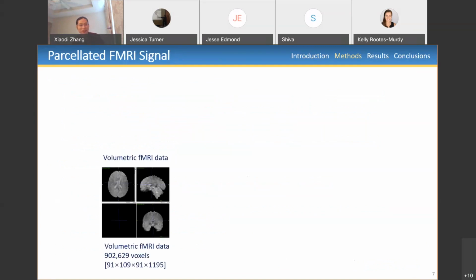So here's a graphical representation. Let's say this figure represents the data we have, the pre-processed volumetric fMRI data. As you can see, it's a 4D vector. You have x, y, z, and time, right?